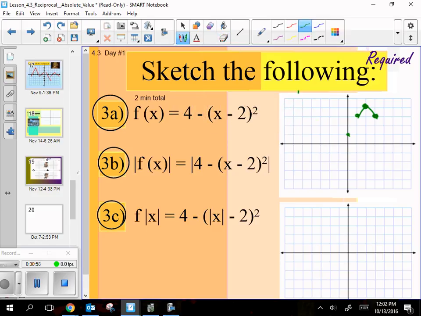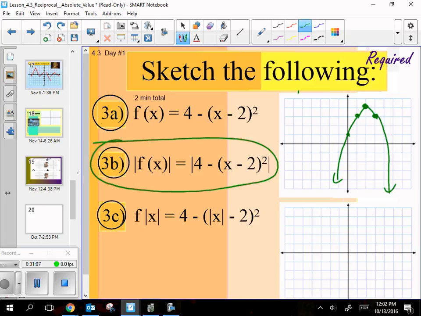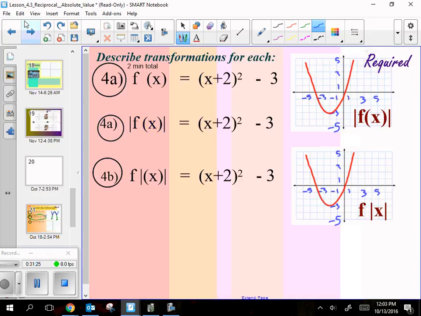Did they absolute value the y's or the x's on this graph? The y's. So this graph, if I continue, it goes like this. Do you get where the y's were negative and are now going to have to be positive? So your new graph for this one is going to roughly look like that. That's for 3B.